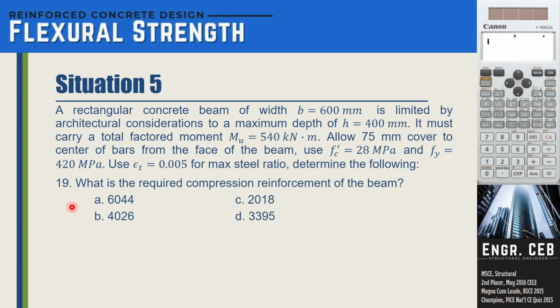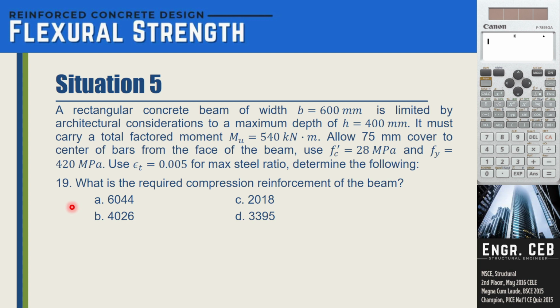A rectangular concrete beam of width B equals 600 mm is limited by architectural considerations to a maximum depth H equals 400 mm. It must carry a total factored moment Mu equals 540 kilonewton meter. Allow 75 mm cover to center of bars from the face of the beam. Use fc' equals 28 megapascal and fy equals 420 megapascal.